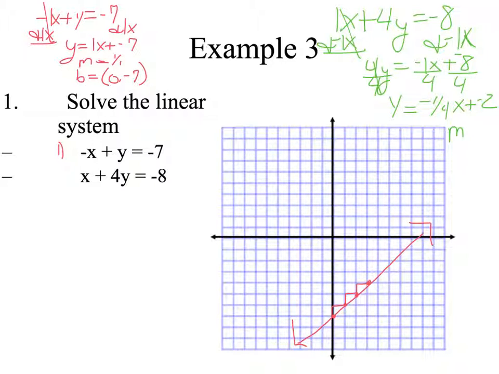That gives me a slope of negative 1/4, and it gives me a b value, or a y-intercept, at 0, negative 2. So 0, negative 2 is about right here. My slope is negative 1 over 4. So I'm coming down 1 and to the right 4. I'm coming down 1 and to the right 4. Connect my dots, draw my line.